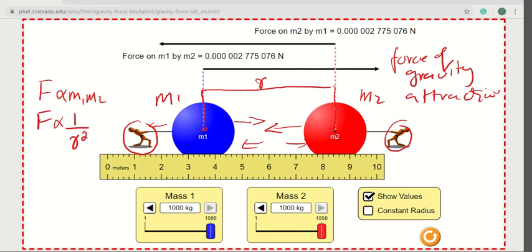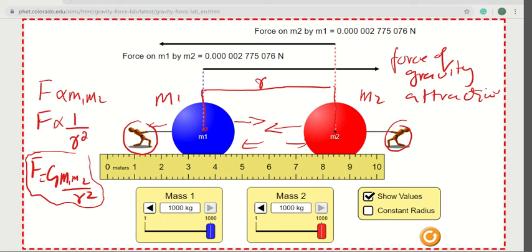So we can combine these two relations to give F equals G, the universal gravitational constant, times mass 1 times mass 2, divided by r squared. This formula explains the force of attraction between these two masses. G is the universal gravitational constant, whose value can be found in physics textbooks. We can easily find the force for the masses.